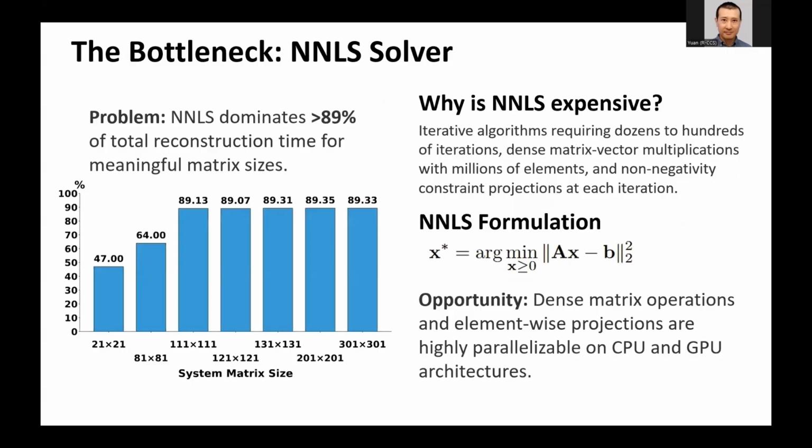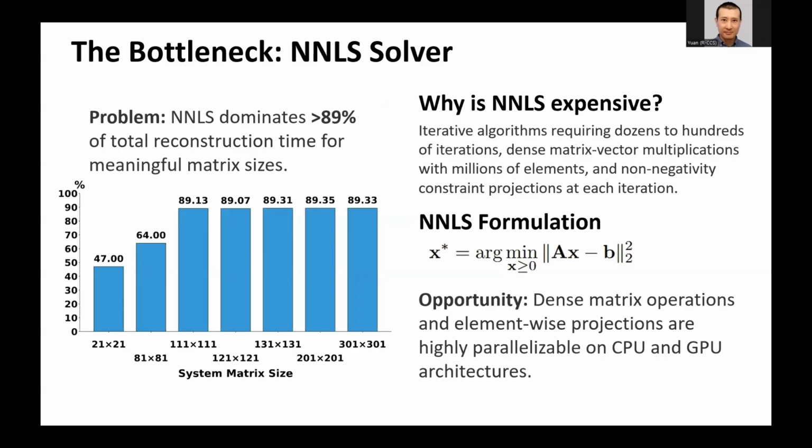So here is the problem of the NNLS solver. It dominates over 90% of the total reconstruction time of MPI for meaningful matrix sizes. You can see in this chart that as matrix size increases, the NNLS consistently accounts for approximately 90% of computation time. So why is NNLS so expensive?